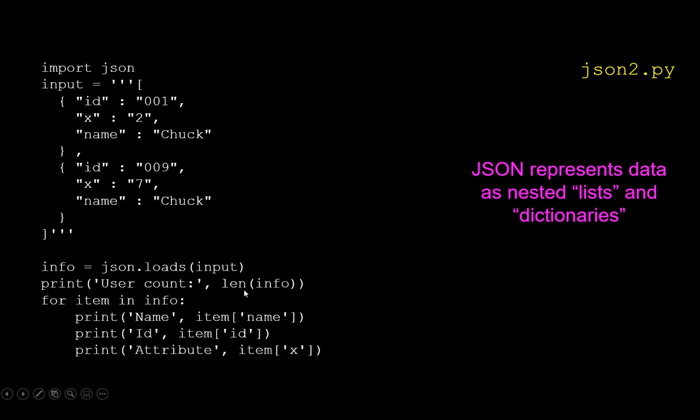We're going to print the length of the info, which is the length of the list. So here we have this square bracket which identifies the list, which has two members. These two members each are a dictionary. So the length of this is going to be 2, and for the length of the info, we're going to print the name, ID, and attribute of the member of this list, which are dictionaries.